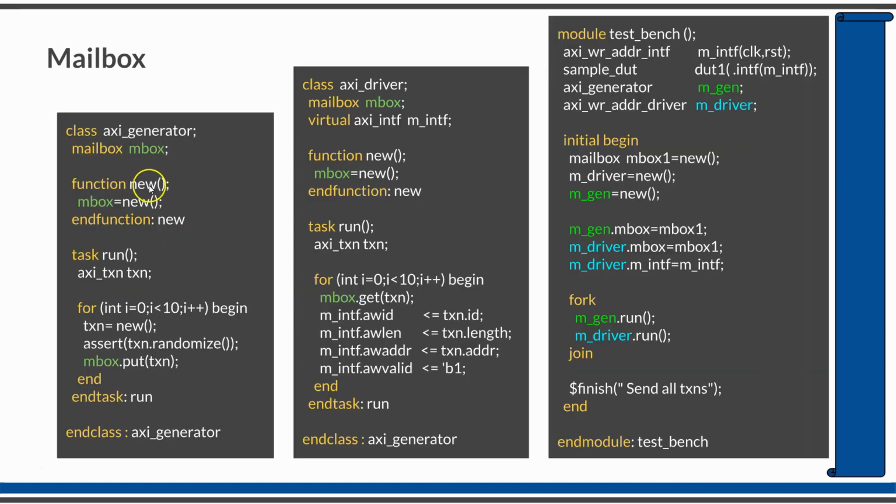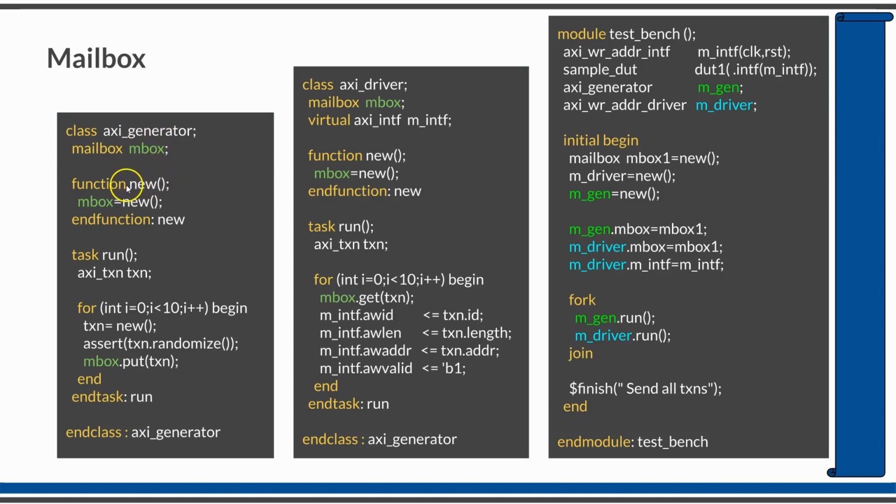So here is an example of using mailbox. These are written with classes, since the best way to demonstrate a mailbox is to explain how it can be used to communicate between classes. If you are not familiar with SystemVerilog classes, don't worry about the class part. Just go ahead and learn about mailbox. The first class is named AXI generator. A mailbox is a member in that, so I've declared a mailbox with the name mbox within this class.